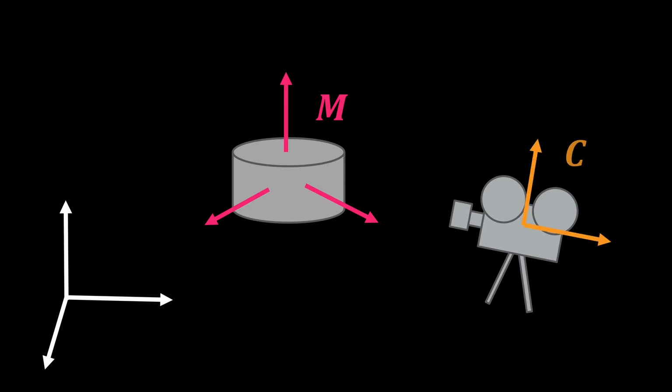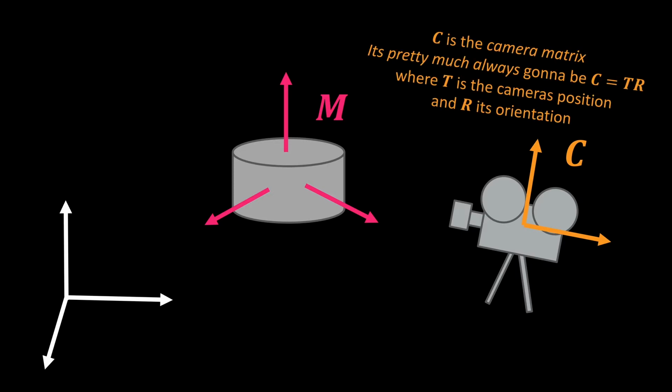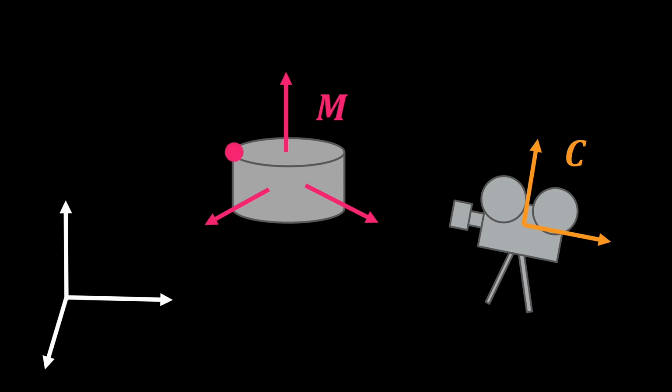The camera is going to have its own coordinate system C, and the name of the game is going to be how does the object look to the camera? That's what we're going to want to draw. C is always going to be TR, where T is position and R is orientation, unless you have some really funky camera.